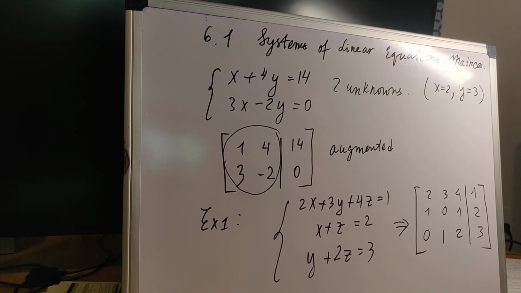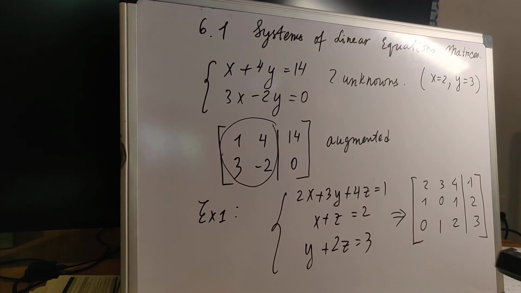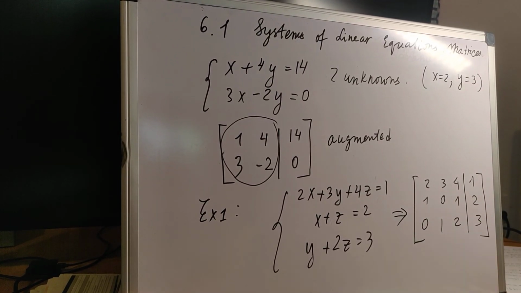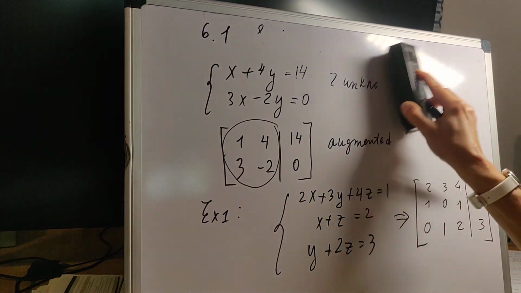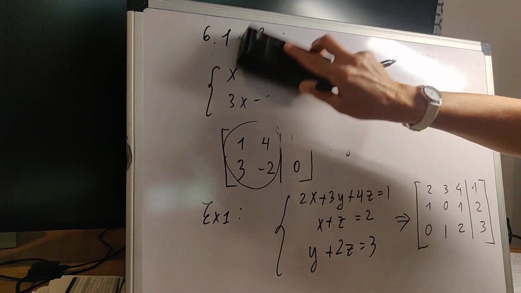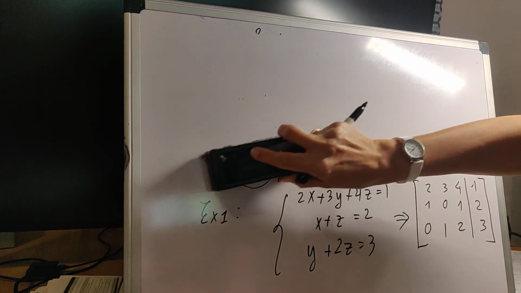Okay, now how to convert an augmented matrix back into the system? Well, let me erase something. For example, I'm going to erase the top. I want to have this example and that example together on the board, so I'm going to just erase the top.